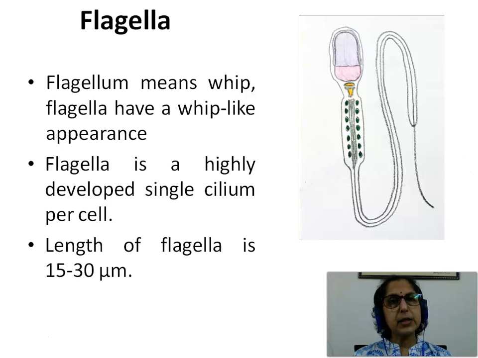Next, we study the flagella. Flagellum means whip. Flagella have a whip-like appearance. It is a highly developed single cilium per cell. Length of the flagella is 15 to 30 micrometer. What we see here is the structure of a mature spermatozoon having the head, neck, body and the tail. The tail of the spermatozoon is where we see flagella.